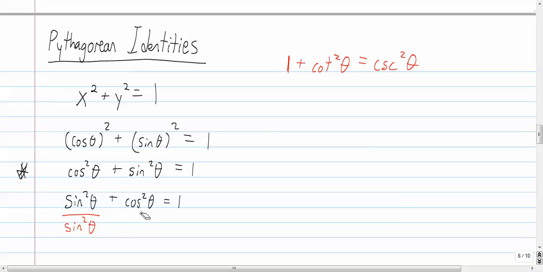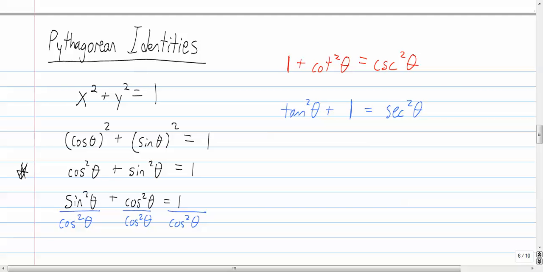Alright, to get the third, we go back to the original and we divide all three terms now by cosine squared theta. So my first term becomes sine squared theta divided by cosine squared theta. That's tangent squared theta, plus cosine squared theta divided by cosine squared theta. That's 1, equals 1 divided by cosine squared theta. That's secant squared theta.